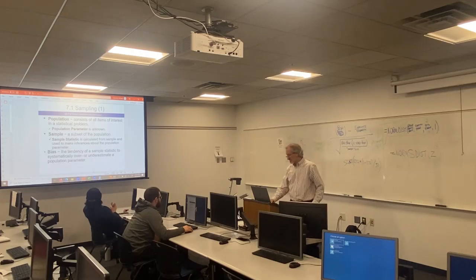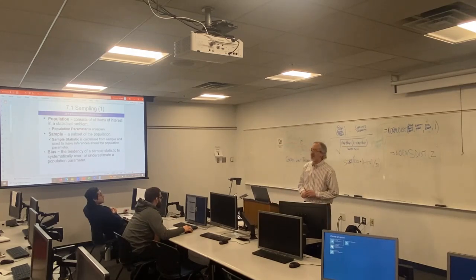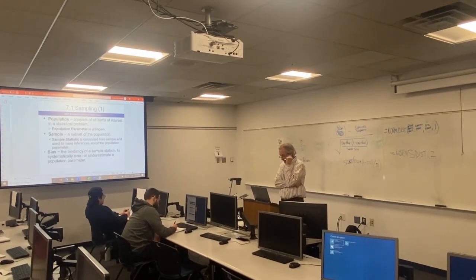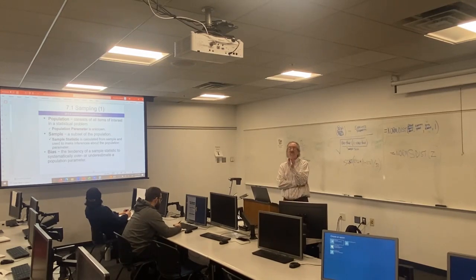A couple of definitions that I will guarantee there's at least one of these on your final exam. I can't remember which one. I haven't read it yet, but I always grab one of these. So the first one I want to point out is from slide 3. It's about bias. This is about sampling.